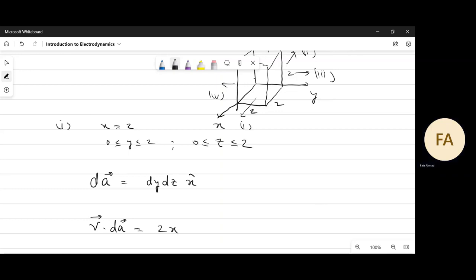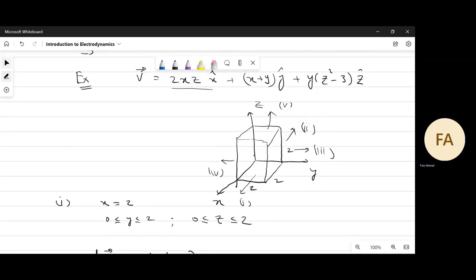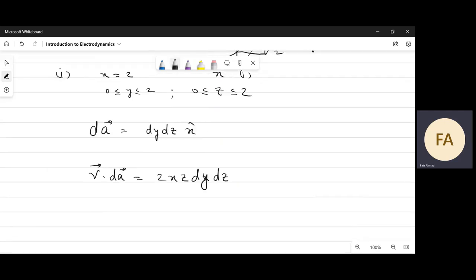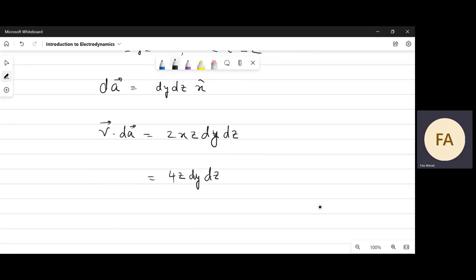It turned out to be 2xz dx, oh sorry, dy dz, and x is constant, x is equal to 2, so it turned out to be 4z dy dz. So let's perform integration.